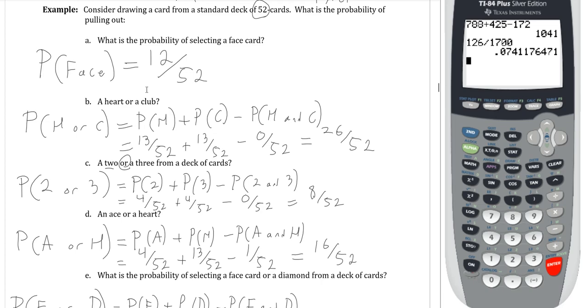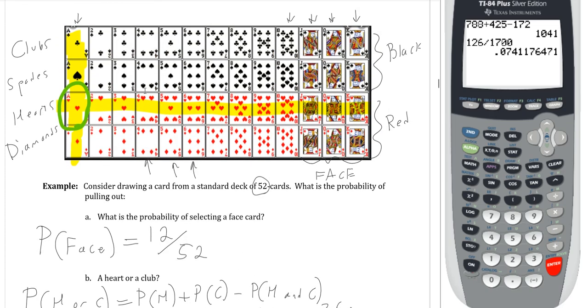Lastly, a face card or a diamond card. Alright, so first, a face card. Face card, if you remember, I shaded these earlier. The face cards are these ones here that have faces. There's 12 of those.